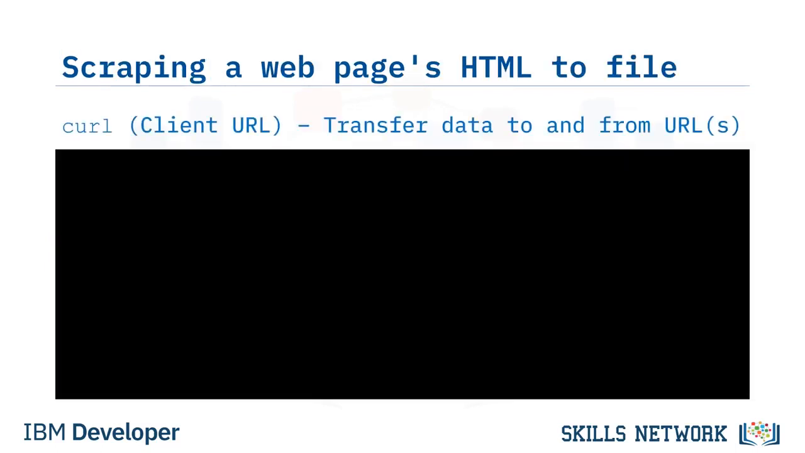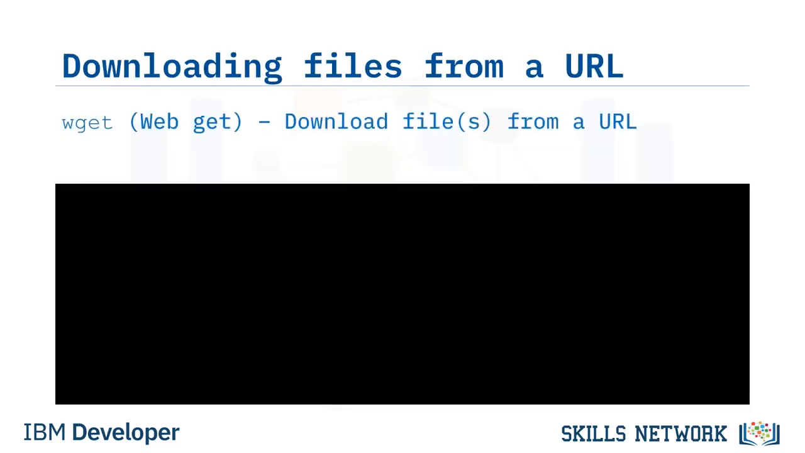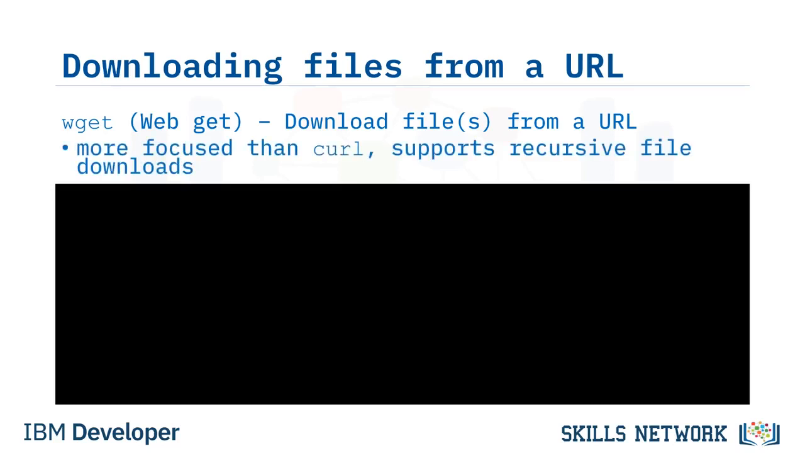You can even get curl to write the contents of a URL to a local file. This is done using the -o option. For example, you can enter curl www.google.com together with the -o option and a file name such as google.txt. You can then view the contents of google.txt using the head command and verify that the file contents indeed match the previous output. Similar to curl, the wget command is used to retrieve files located at a URL.